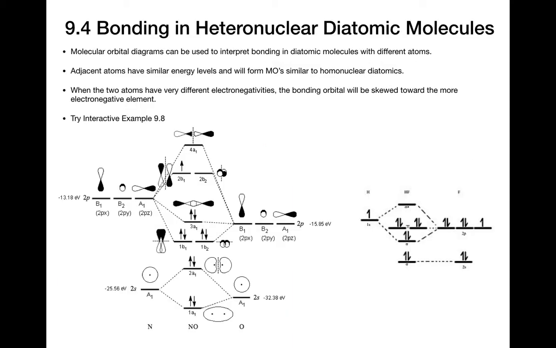Molecular orbital models can also be used on heteronuclear diatomic molecules, or different atom diatomic molecules. Below we see nitrogen monoxide. Now in the case of nitrogen and oxygen, they have orbitals that are fairly similar in energy and size. So you have something that mimics quite closely the mixing of atomic orbitals in homonuclear diatomics.